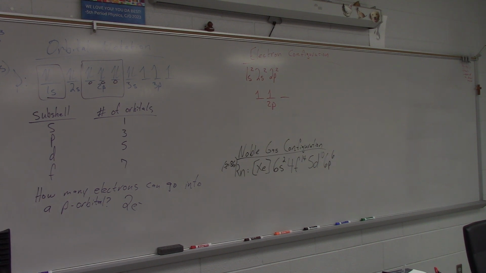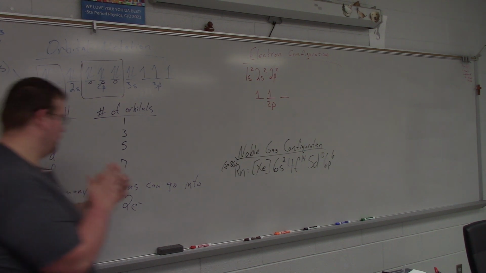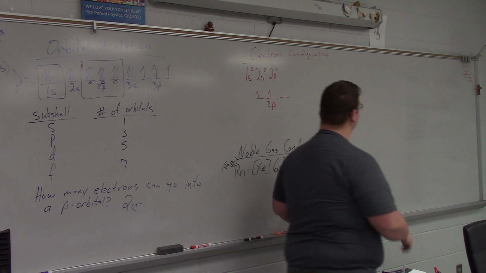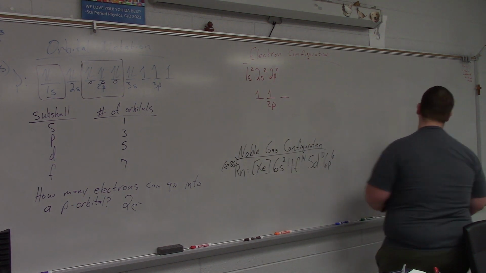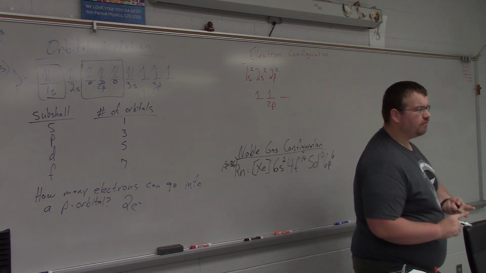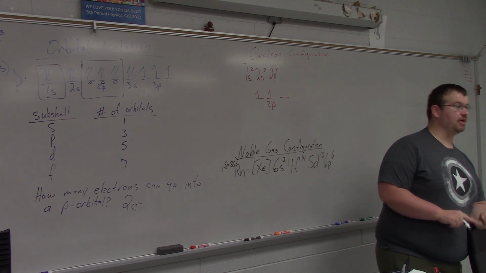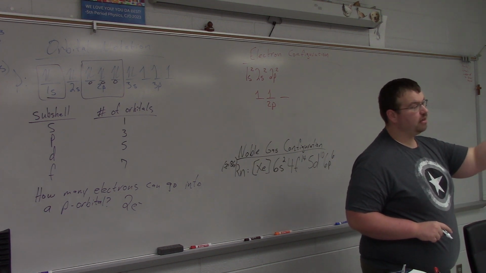Can you show me where the blocks are, first of all? Okay, here's what I want you to do now. I want you to give me an orbital notation, electron configuration, and noble gas configuration. I want all three for these elements.